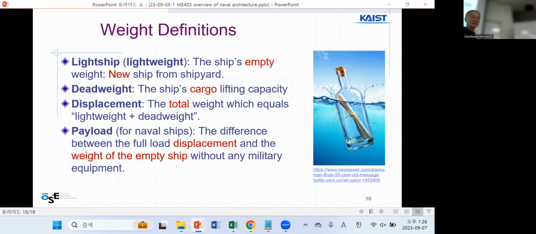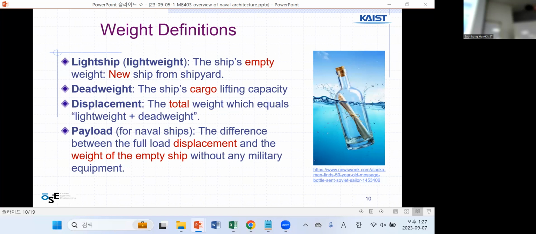Just delivered. And dead weight is for cargo weight. It's simply cargo weight. And displacement is together, dead weight and light ship. Total weight. And payload and dead weight is similar, but it's historical name and a small difference, but almost same. But say payload is usually used for Navy ships and cruise ships because their cargo weight is very small compared to the whole ship.